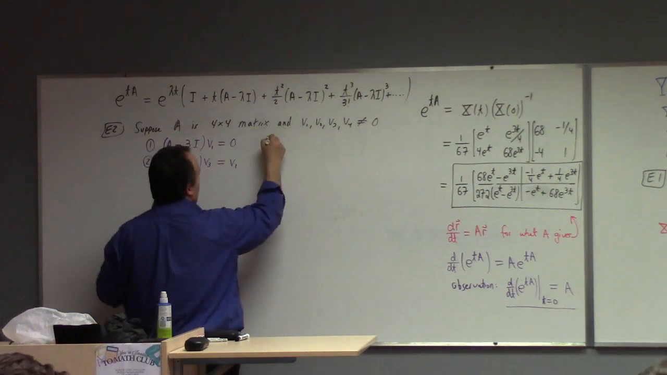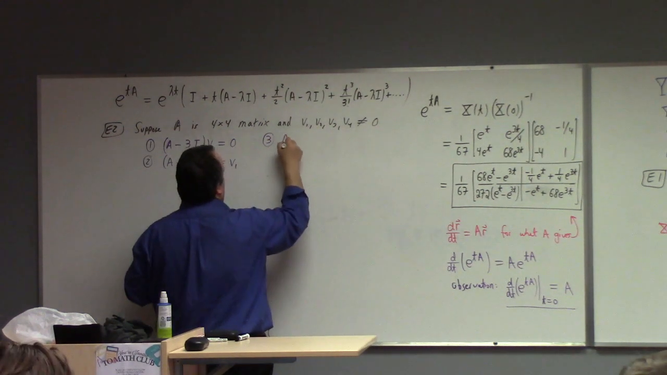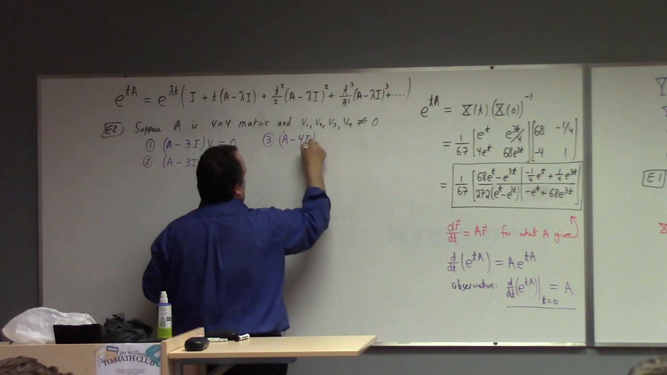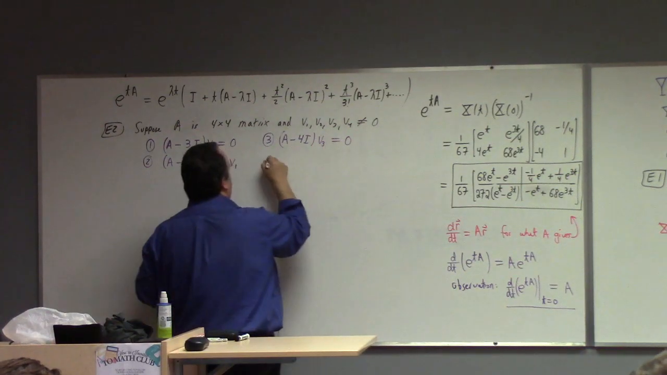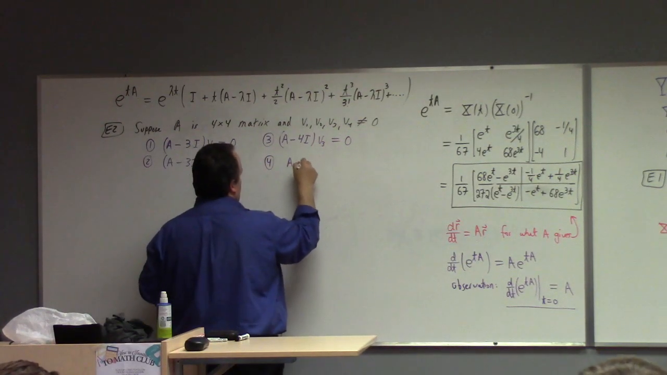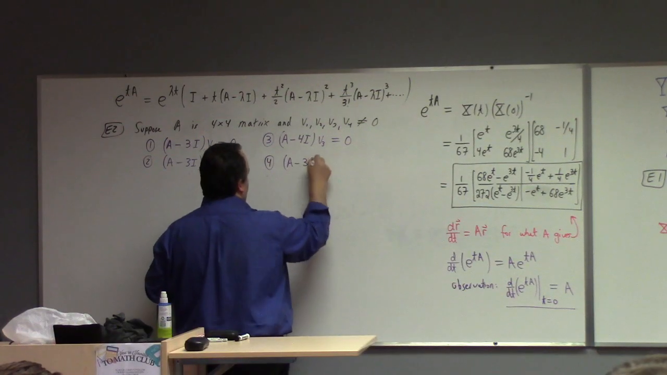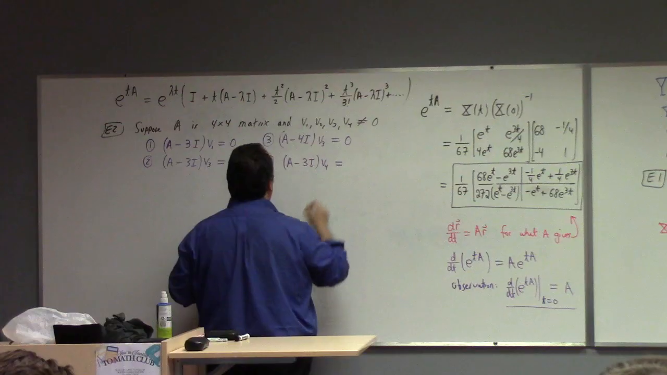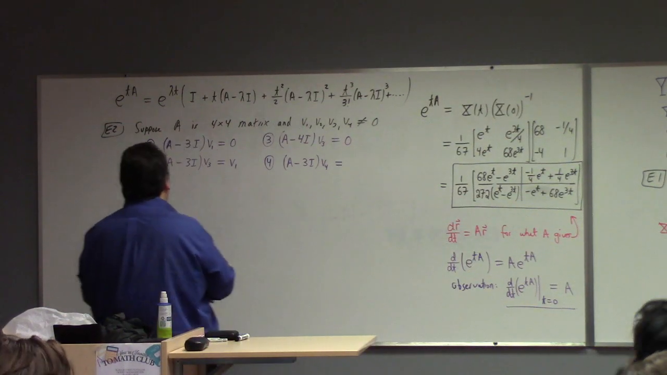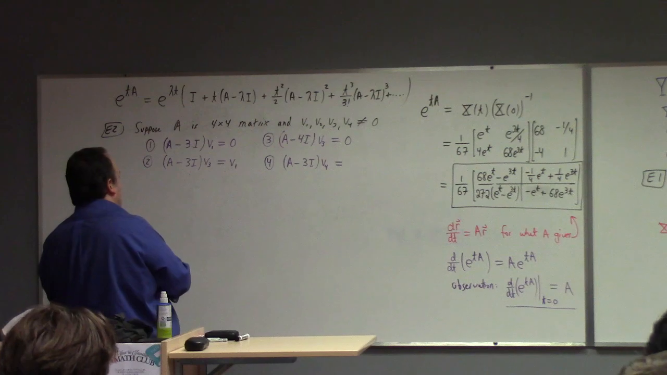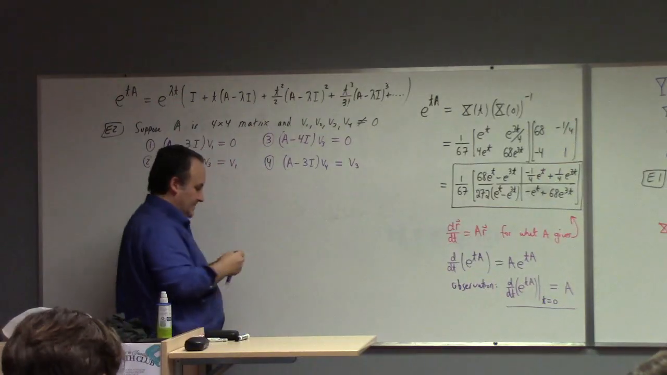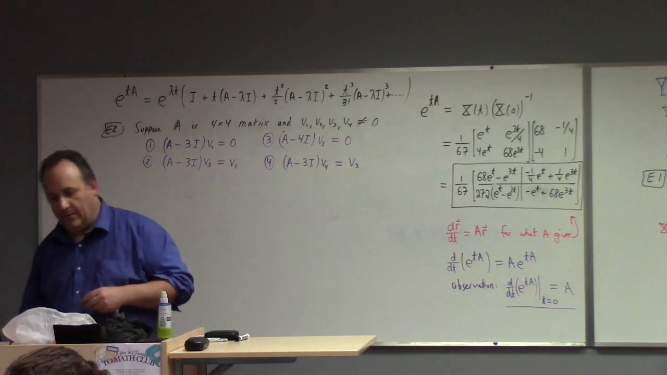Number 3, let's suppose that (A minus 4I) times v3 is equal to 0. And number 4, let us suppose that (A minus 3I) times v4 is equal to v3. All right.